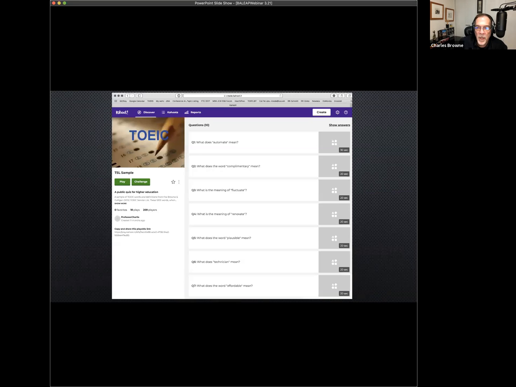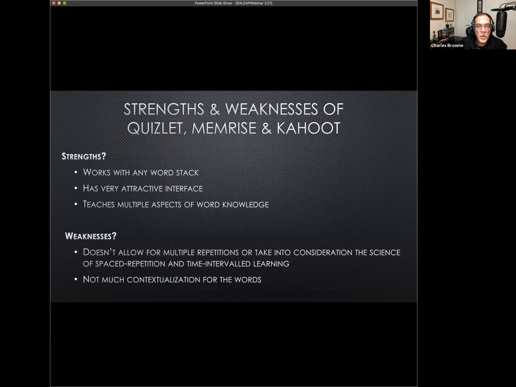screen at the front of the room a word and 3 possible definitions or 4 possible definitions. And then students race to try and choose the correct definition quicker than any other student. And the quicker you answer with the right answer, the more points you get. So it's kind of a race. And it's a very fun and motivating way to practice our word lists. So I think Kahoot is very nice as well. Now, Kahoot and Memrise and Quizlet are all really nice because they're very, very attractive interfaces.